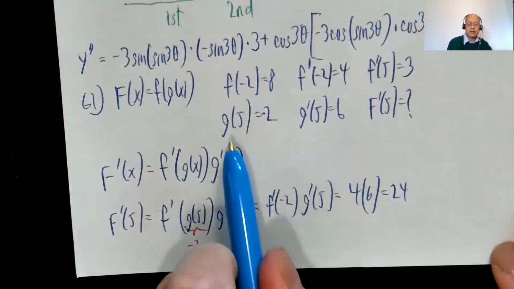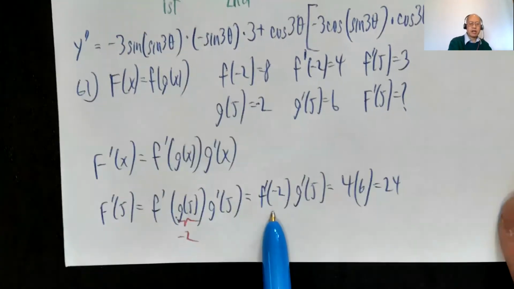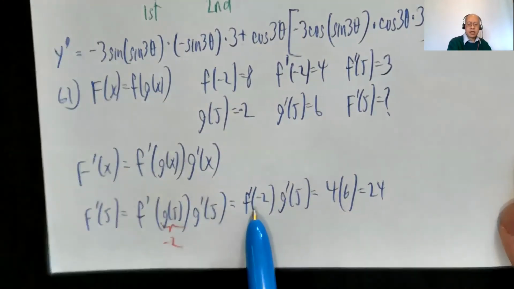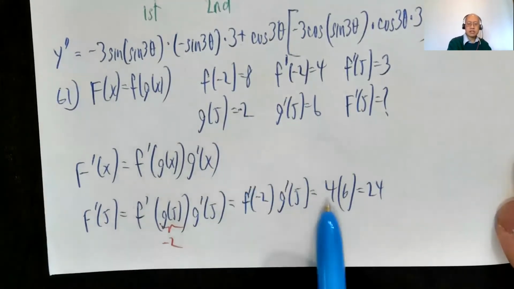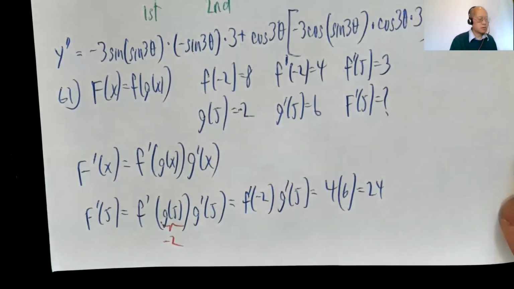So g of 5 is given to be -2. So I have f prime of -2, g prime of 5. Okay, and I just look at my table. F prime of -2 is 4, g prime of 5 is 6. 4 times 6 is 24.